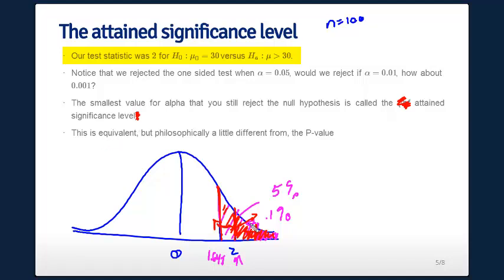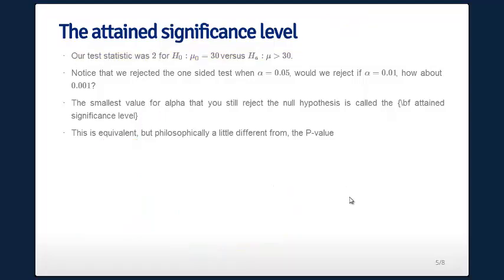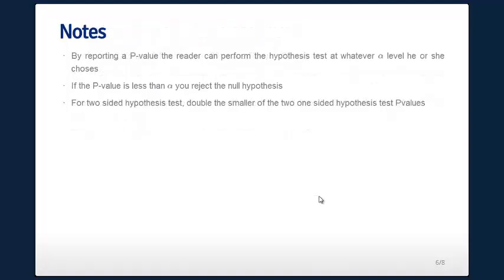So you can see this is equivalent to the p-value, right? By moving these lines around until we get to that perfect alpha, that probability of being larger than our test statistic is also just the p-value. So it's philosophically different, but it's the same quantity. There's an interpretation difference between the attained significance level and the p-value, but there's not a practical difference because they're the same number.